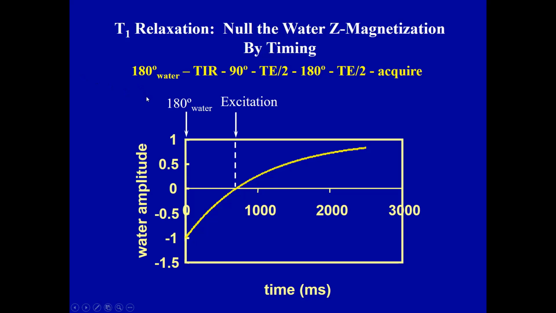In this case, we could apply a 180-degree pulse limited to, say, frequency selective around water. So now we're not using the frequency selection for spatial localization. We're using it for frequency, for spectral localization.